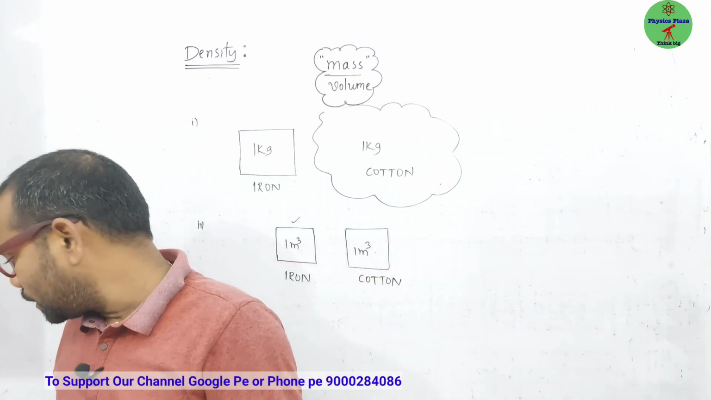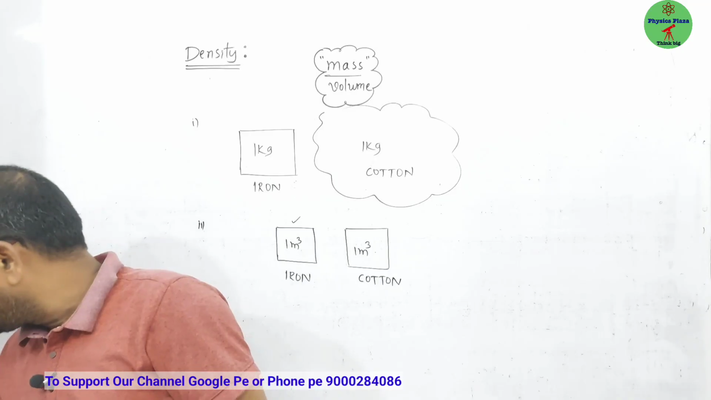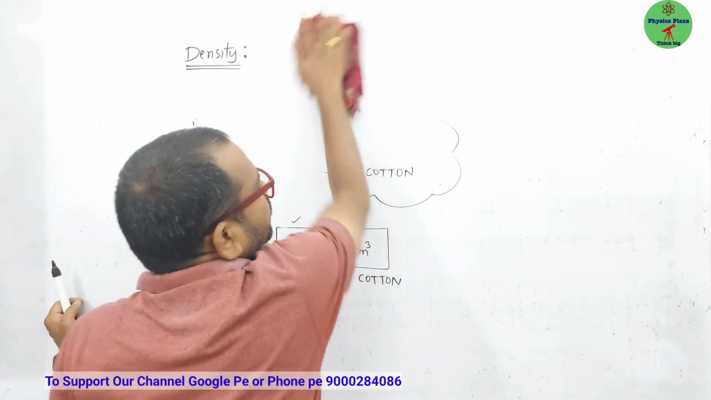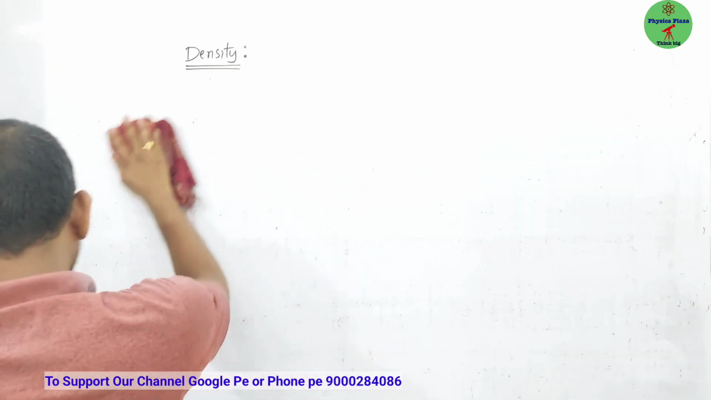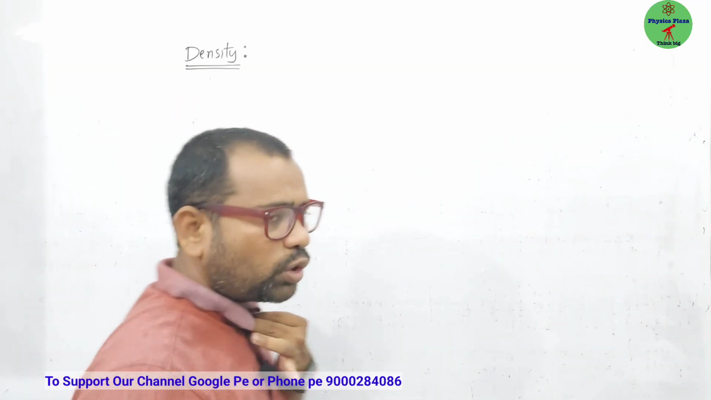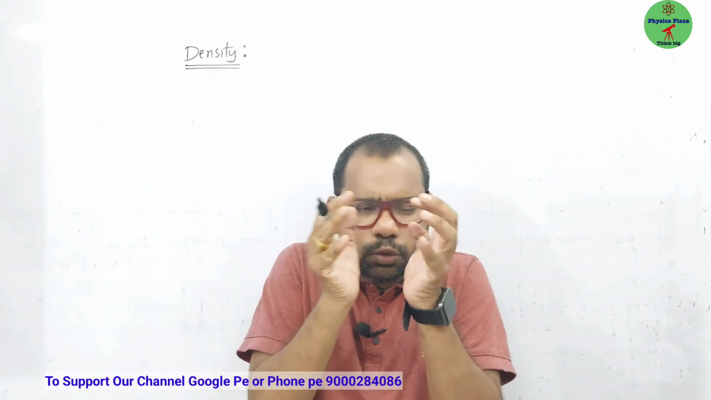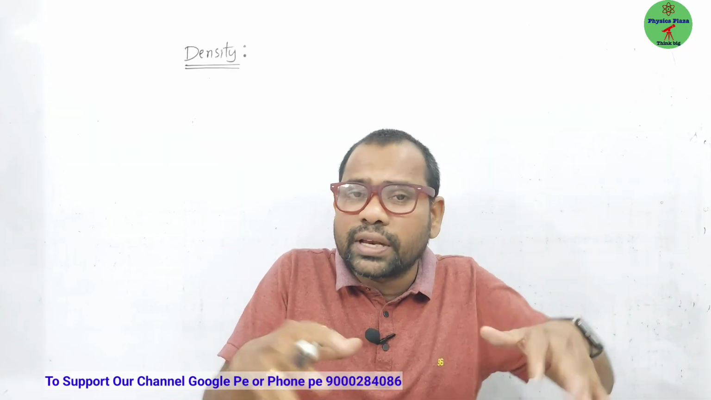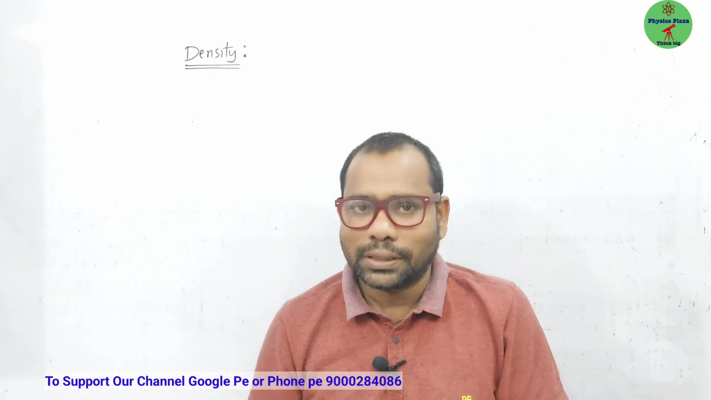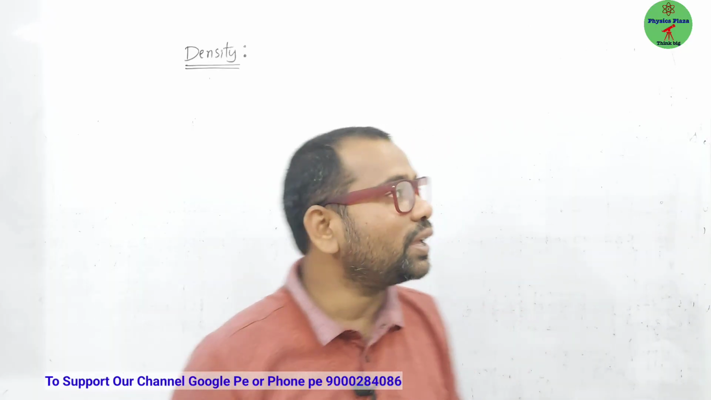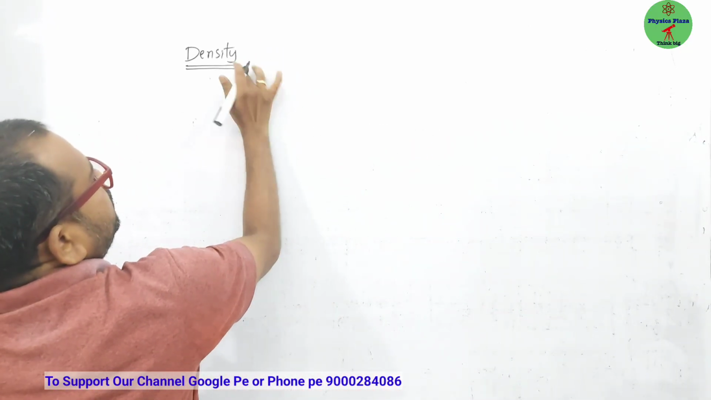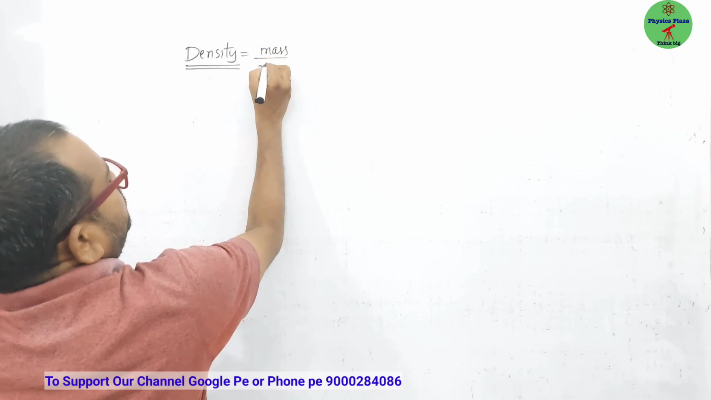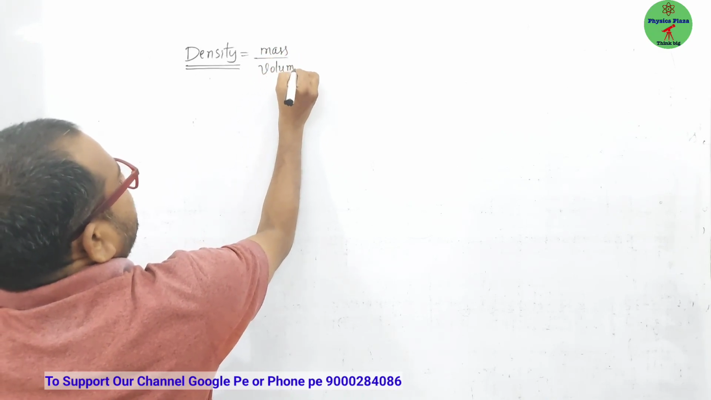Let us discuss some more concepts related to this. So what is density? The mass per unit volume is called density. Denser means the object is more compact: in less space, more atoms are there, so we say more density. It is as simple as that. Density is mass per volume, so mass per unit volume is called density.